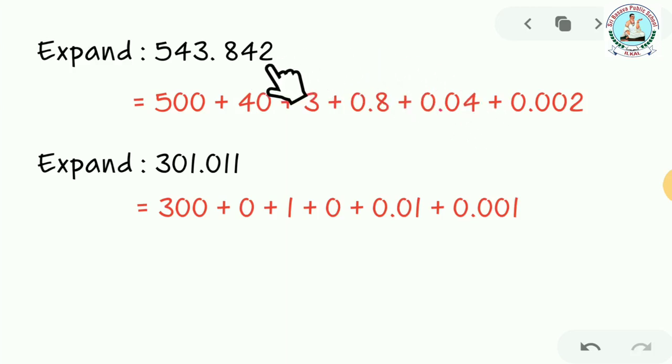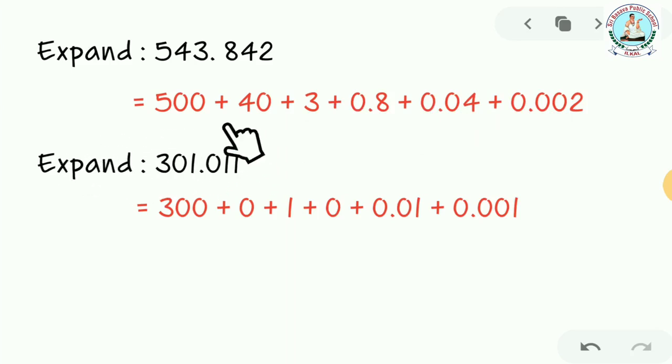Next, if you want to write the place value of this 2, make the other digits 0 except this digit. So again it will be 0.002, because you write the place value of the digit by making the remaining digits 0. So you will get the final expansion of this decimal number as 500 plus 40 plus 3 plus 0.8 plus 0.04 plus 0.002.